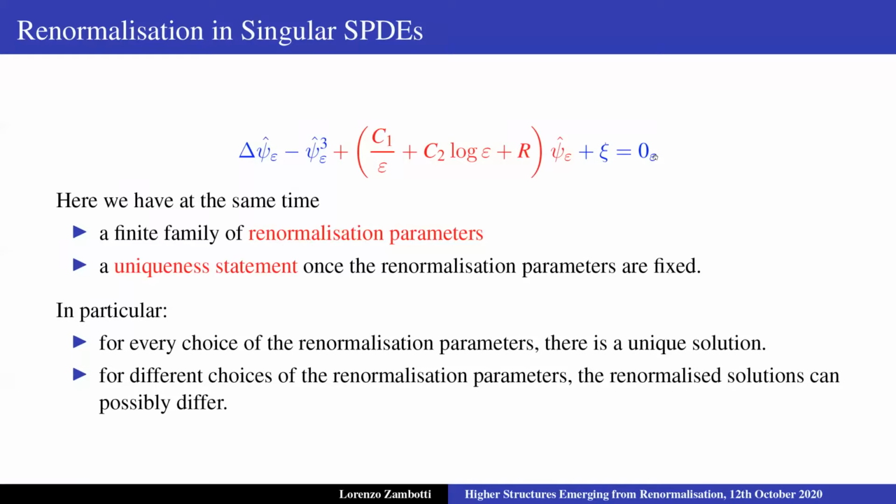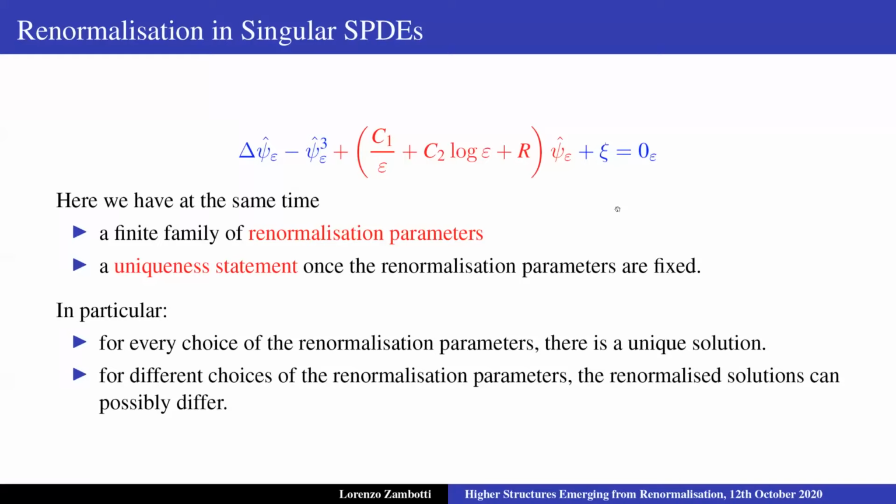In particular, for every choice of the renormalization parameters, there is a unique solution, but for different choices of the renormalization parameters, the renormalized solutions can possibly differ. This is maybe not always the case, but in general, they change. So in this sense, you have a uniqueness statement, but also you have renormalization ambiguities. There are some parameters which need to be fixed.